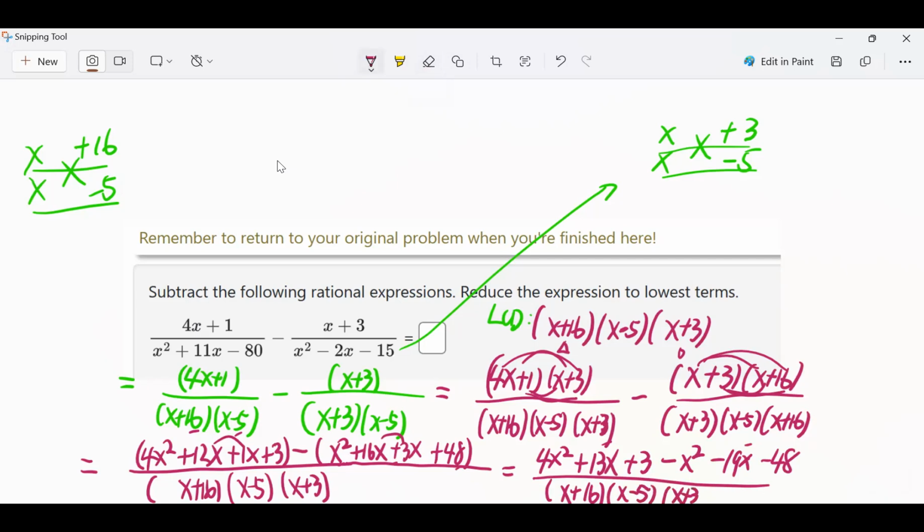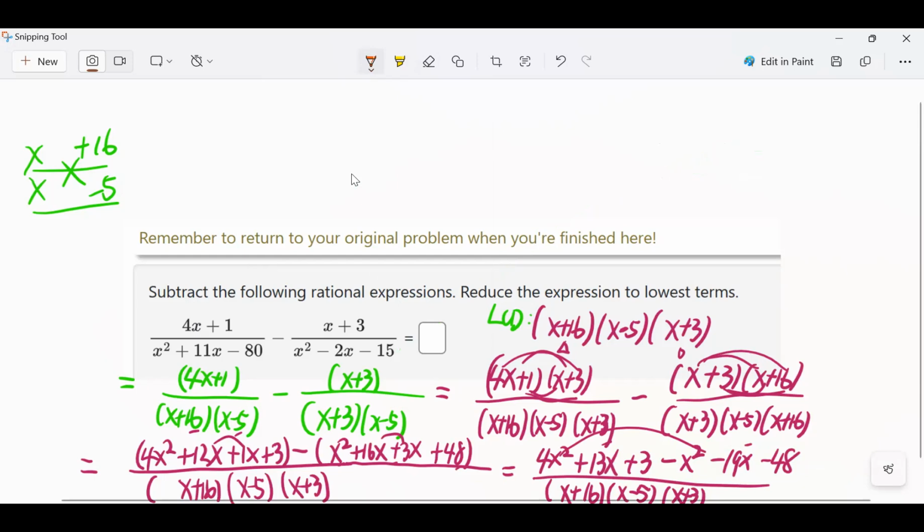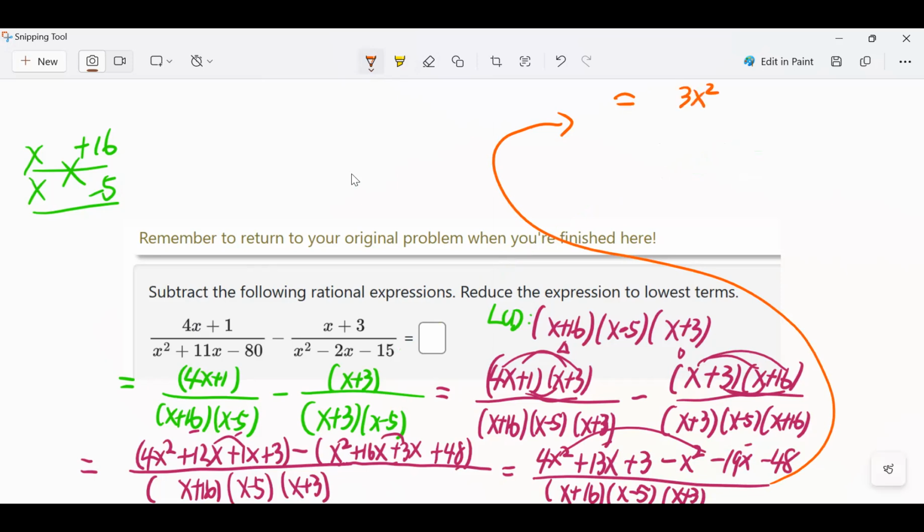Next. Now, 4x squared minus x squared gives us 3x squared. Yeah, I guess I'll put it on top so it's not too crowded here. Okay. Continue from there. So 3x squared, 13x minus 19x is minus 6x, and 3 minus 48 is minus 45.